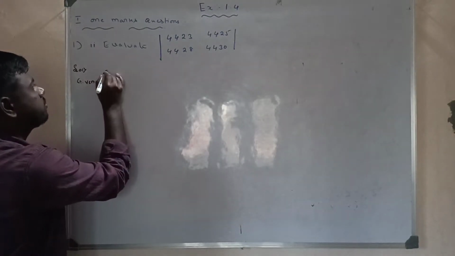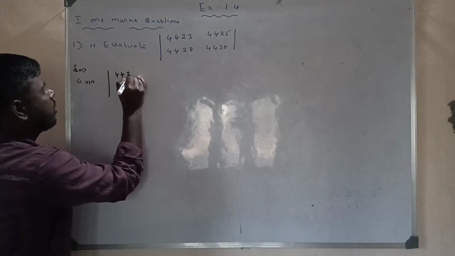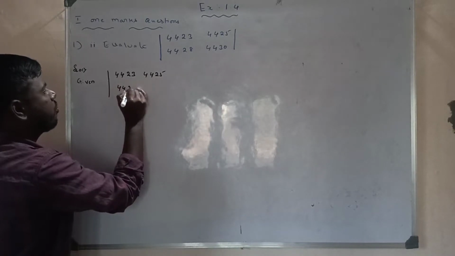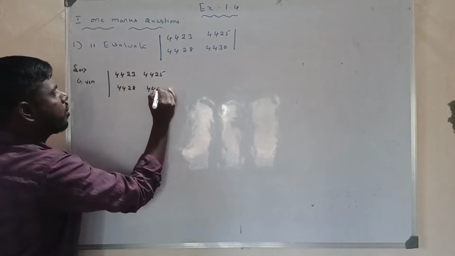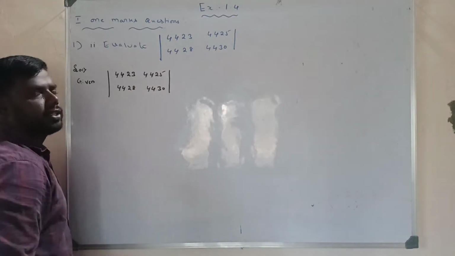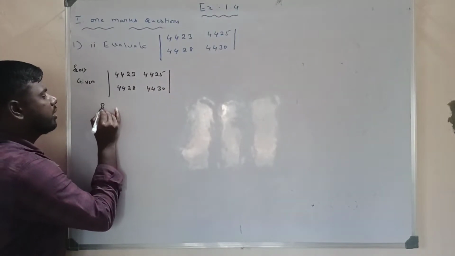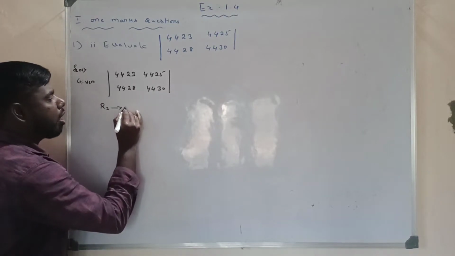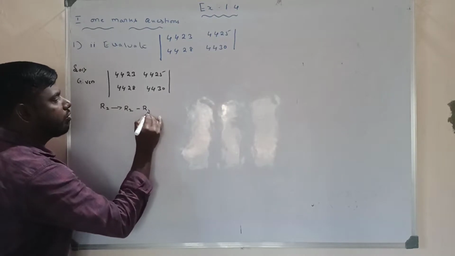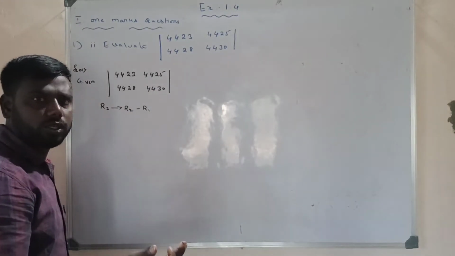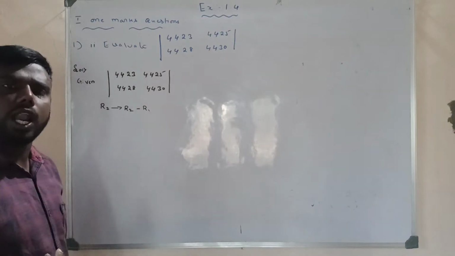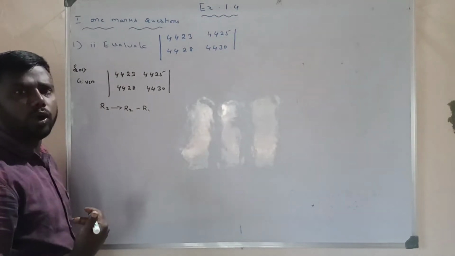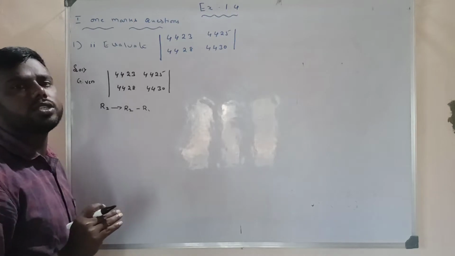Now given 4423, 4425, 4428, 4430, we are applying the row operation. That's why the second row changes: R2 minus R1. Your wish, dear students, we can also change the first row, using row operation or column operation, and we get the same answer finally. If we apply the column operation, we get the same value.